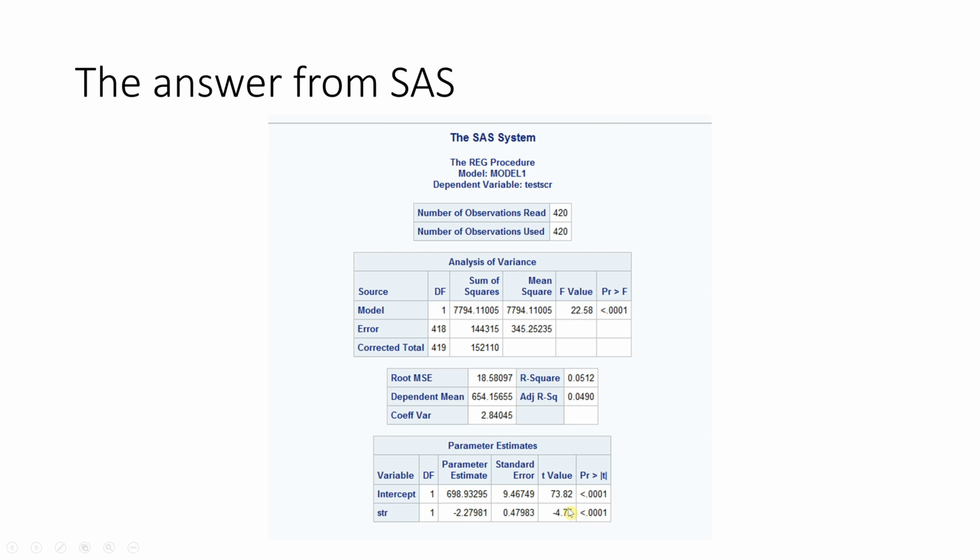STR, student-to-teacher ratio. Larger classes, test scores go down by 2.28 rounded points. And we notice that our t-value is significantly different. Right? It is a large number. 4.75 is larger than 1.96. Remember, it doesn't matter if it's positive or negative. We're looking at the magnitude, the absolute value of it. So this is a significant value.